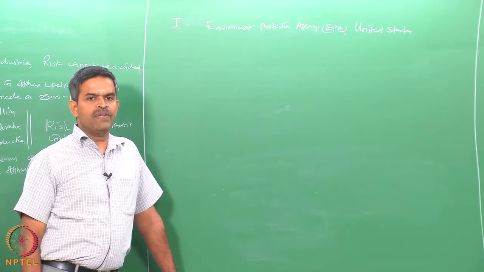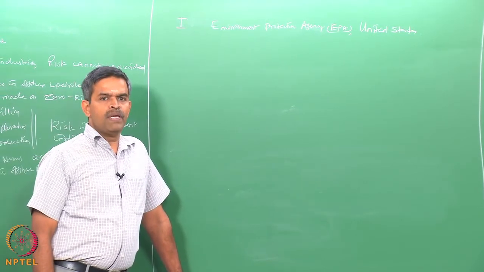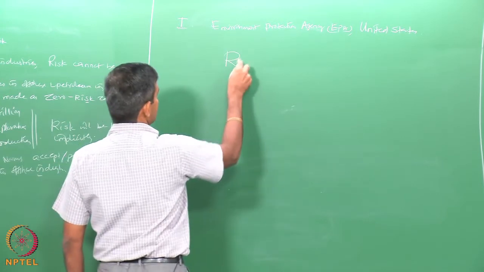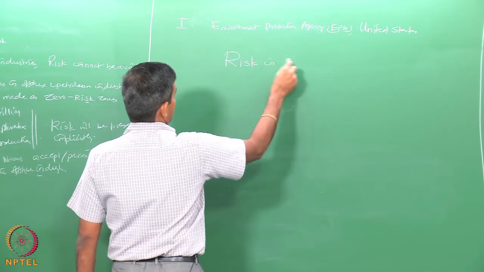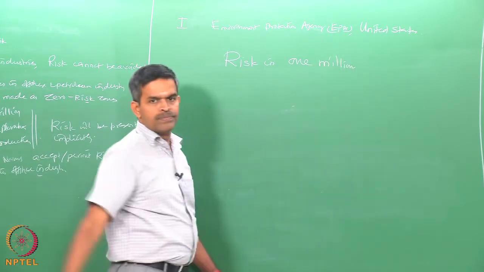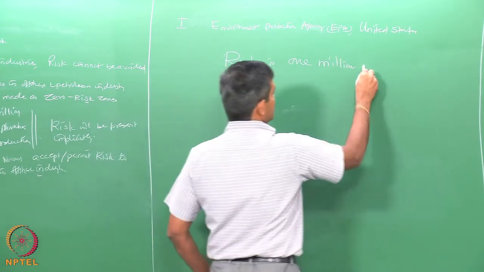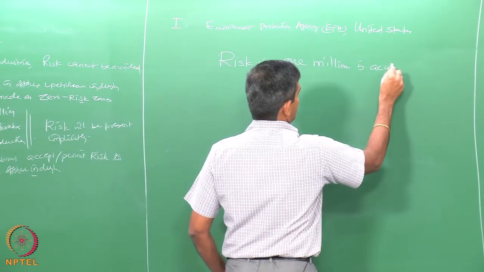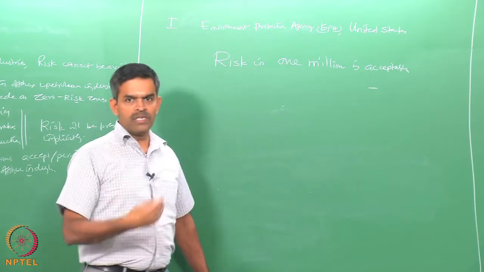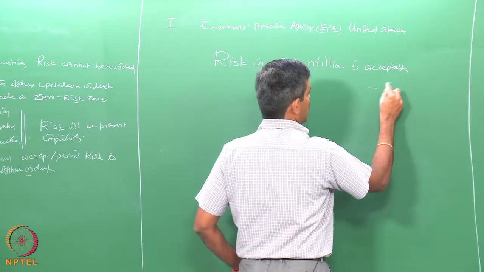According to this, by definition, EPA states that a risk of 1 in 1 million is acceptable if this risk originates from carcinogens.